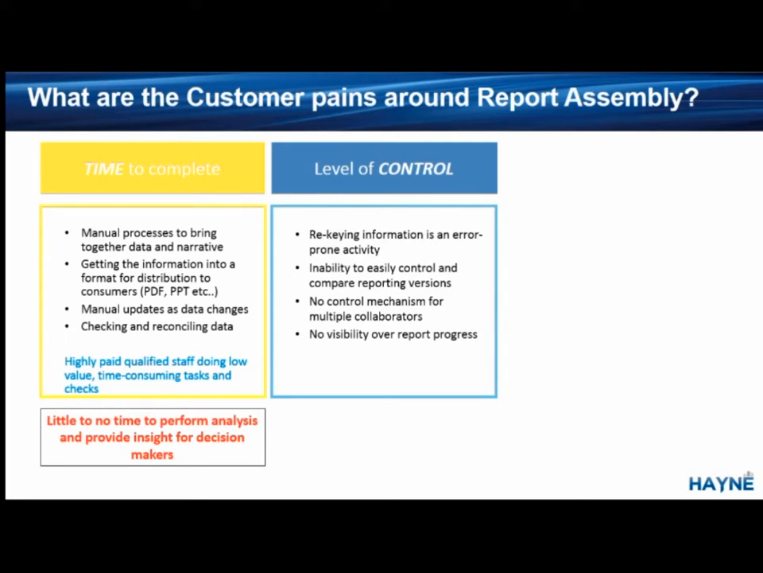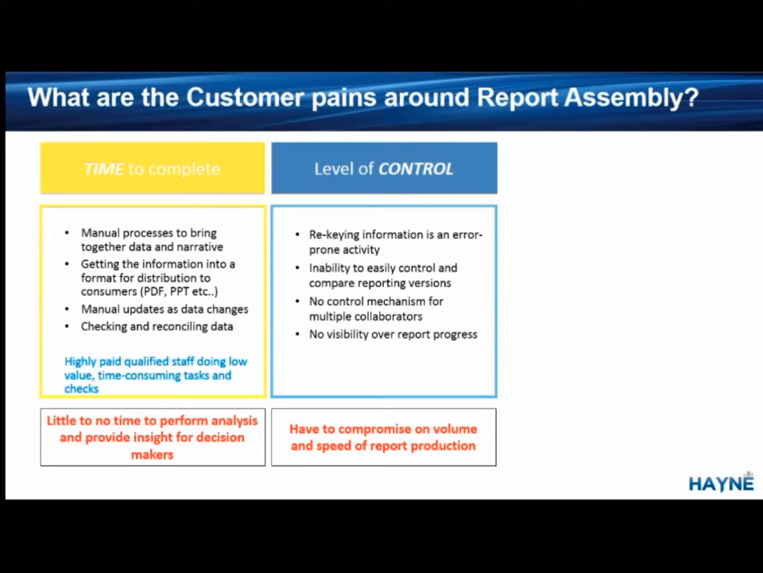The other pain we've got really is around the level of control. So in terms of this document that we're producing, there's a lot of rekeying of information, and that's an error-prone activity. We can't really control and compare report versions. We're using Excel and Word, which are great for personal productivity but not great for collaboration. And there's no real control mechanism for this. So multi-collaborators find it difficult to work in this environment. And there's no visibility over report progress.